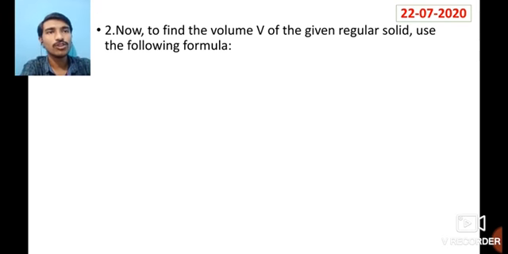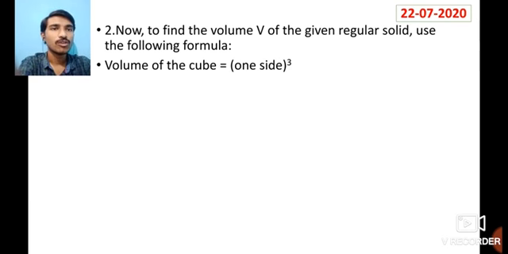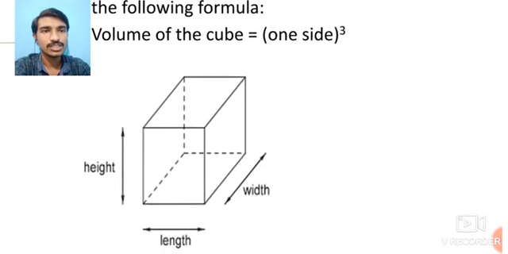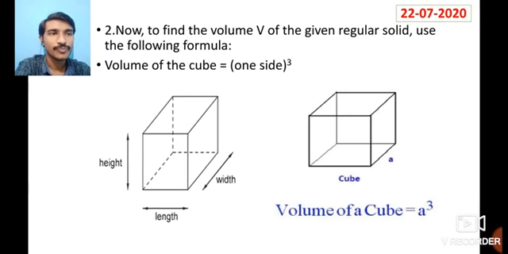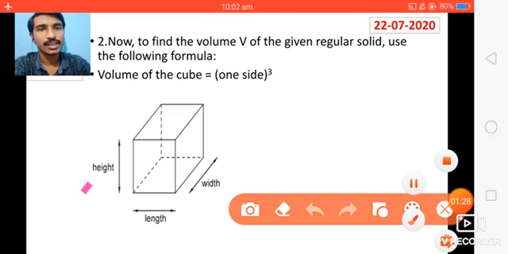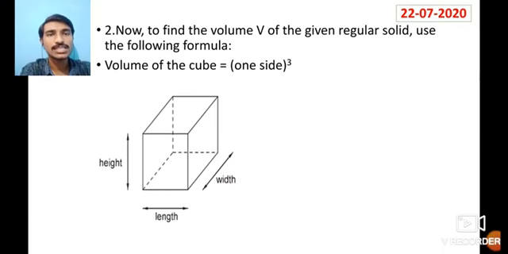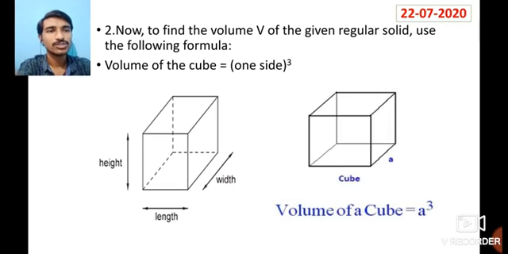Now to find the volume V of a given regular solid, use the following formula. Volume of the cube is equal to side to the power 3. So students, this is an example of a cube. In this figure you can see the height, length and width. In the cube all the three sides are equal. So we have a formula: volume of a cube is equal to a cube.